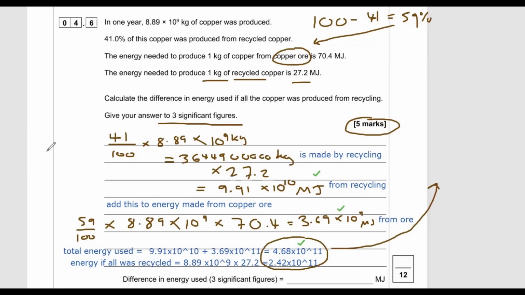Now, we need to find the difference between these two numbers, and that's going to get us the fifth mark when we put that difference into three significant figures. So find the difference between 4.68 times 10 to the 11 and 2.42 times 10 to the 11.